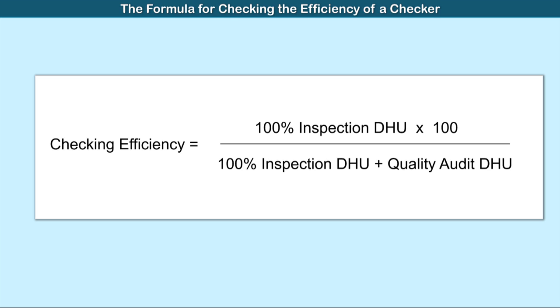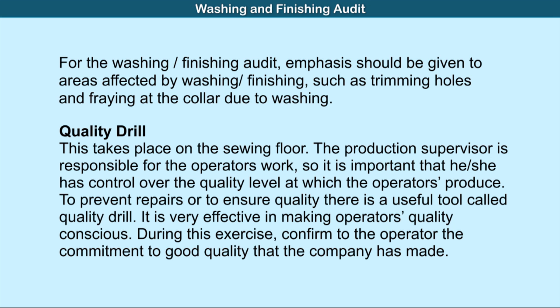The formula for checking efficiency of a checker is: checking efficiency is equal to 100% inspection DHU multiplied by 100, divided by 100% DHU plus quality audit DHU, where DHU is defects per 100 units. For washing finishing audit, emphasis should not be given to areas affected by washing or finishing, that is trimming, holes, fraying at the collar due to washing, etc. Quality audit is an everyday process and should be undertaken without fail.